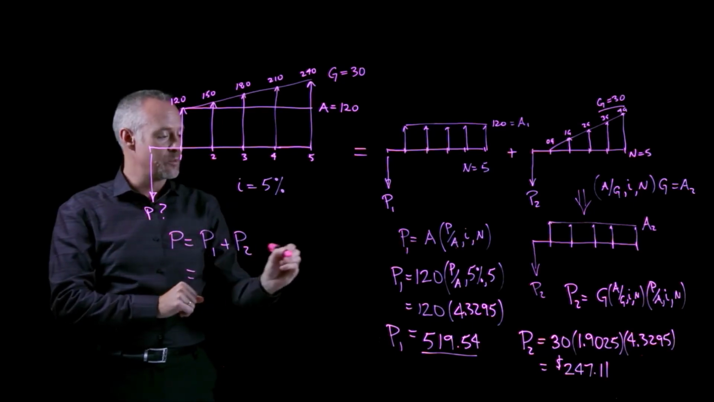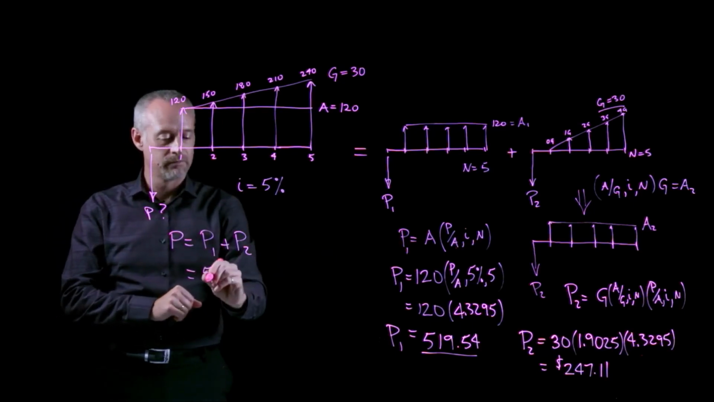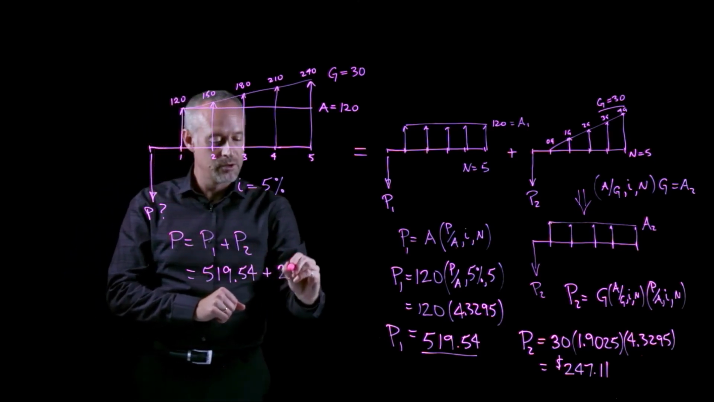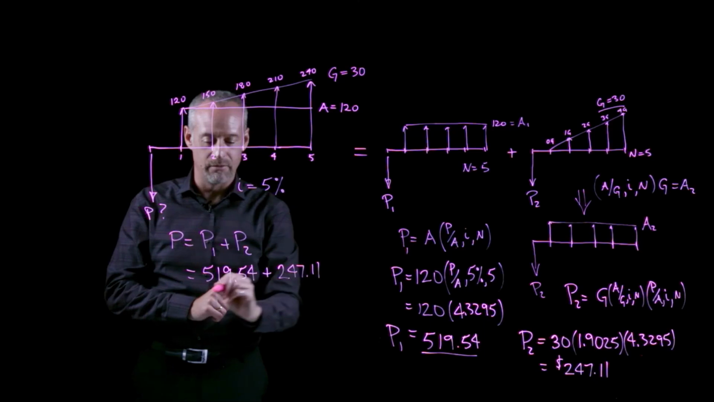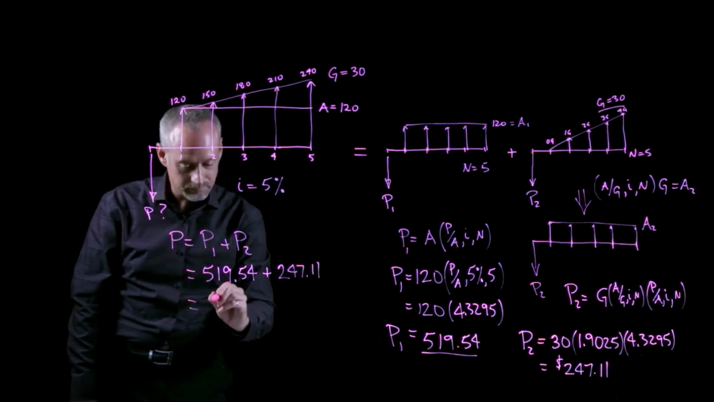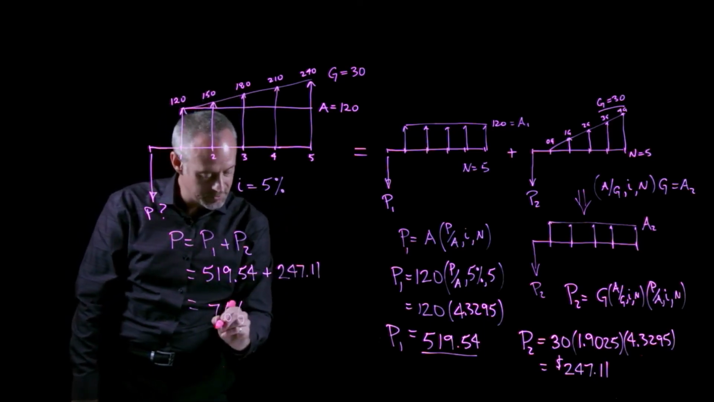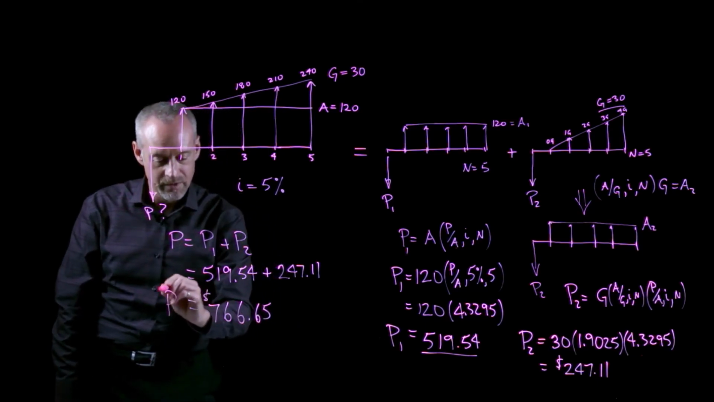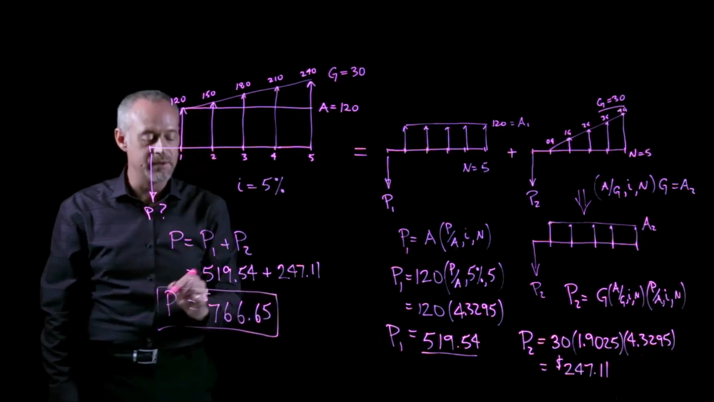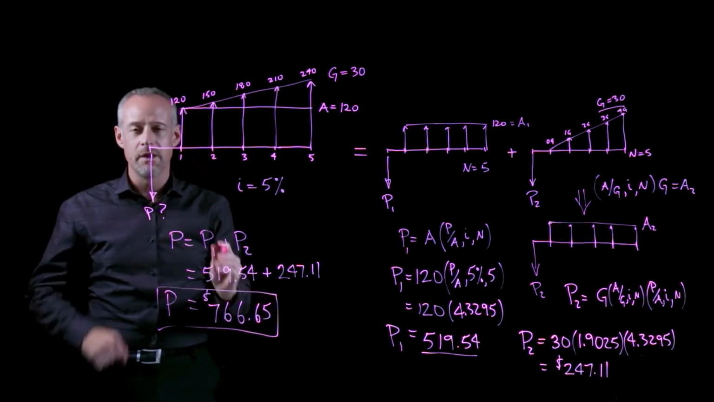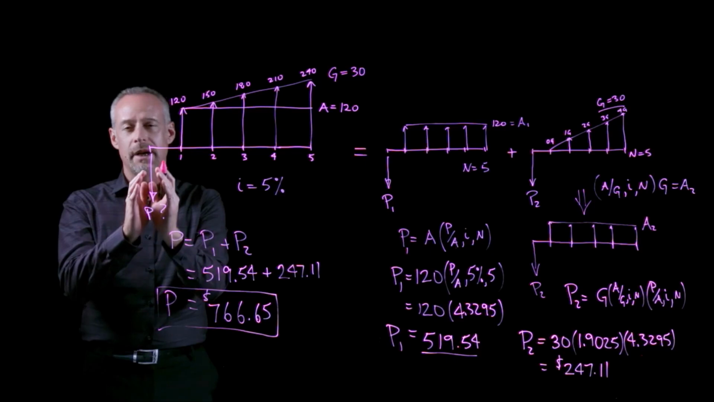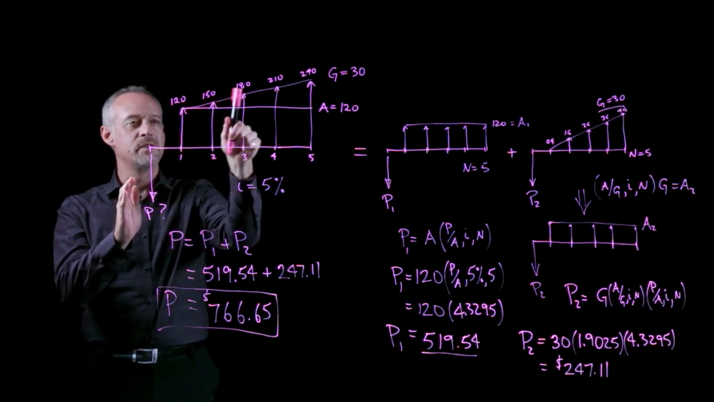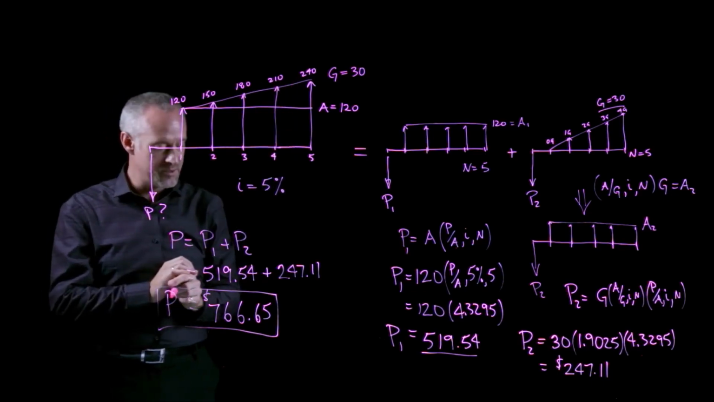So for this problem, it's simply 519.54 plus 247.11, or $766.65. So this is the amount of money the car owner needs to put in the bank account at time t equal to 0 in order to be able to cover all of these future maintenance payments on the car.